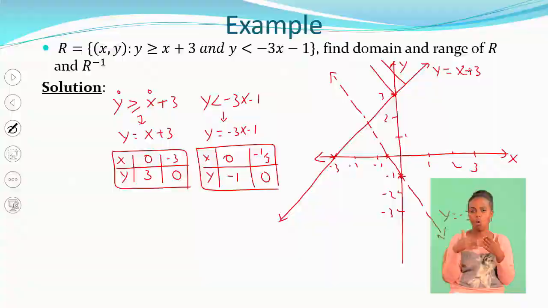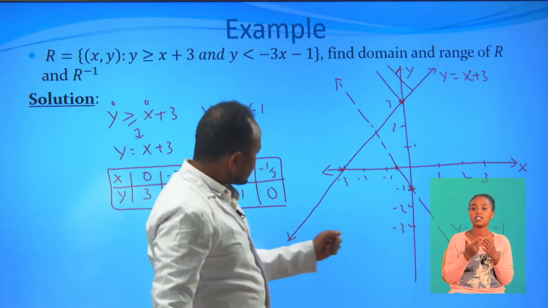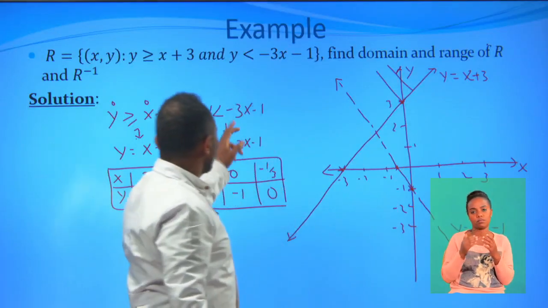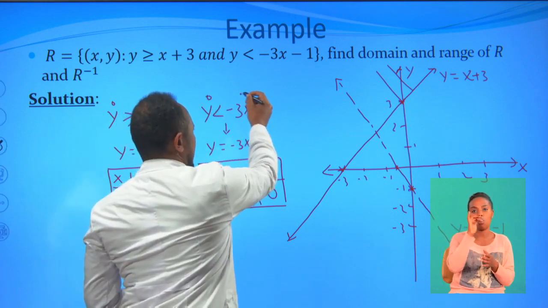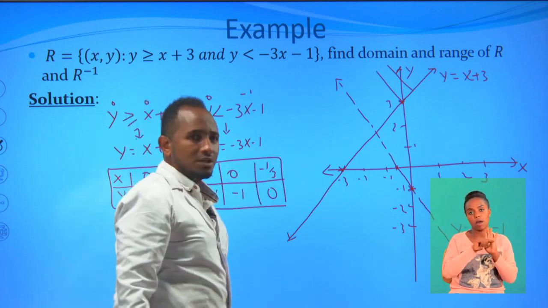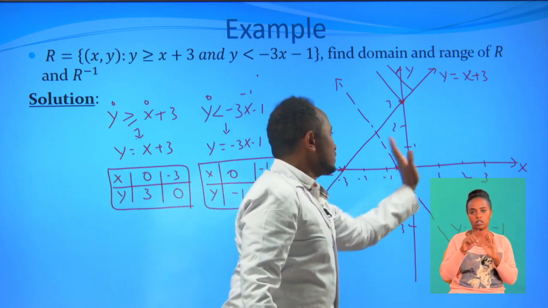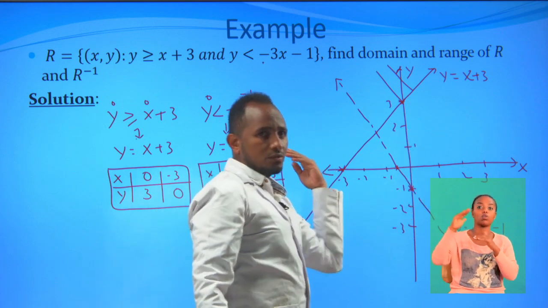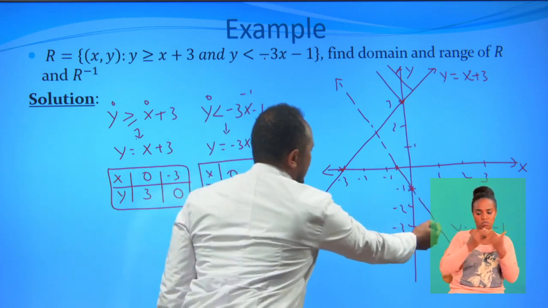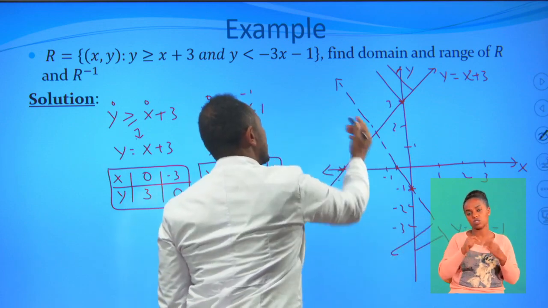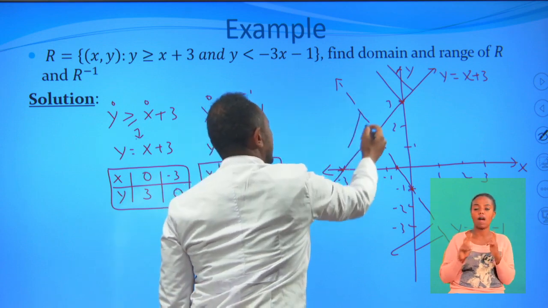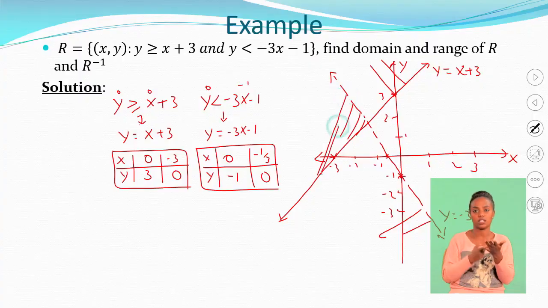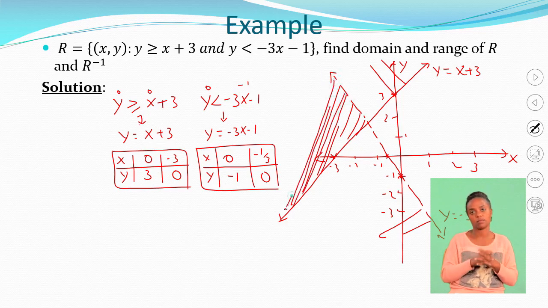So let's check which part of this line will be shaded. Take 0, 0, put it here, 0 less than 0 minus 1, it is minus 1. 0 is less than minus 1, it is wrong. So this part is not part of our graph. It will be shaded to this side. So when you shade the lower part, the intersection of the upward part and downward part, you will have this one. This part will be the part of our graph. This is our graph, this shaded region.